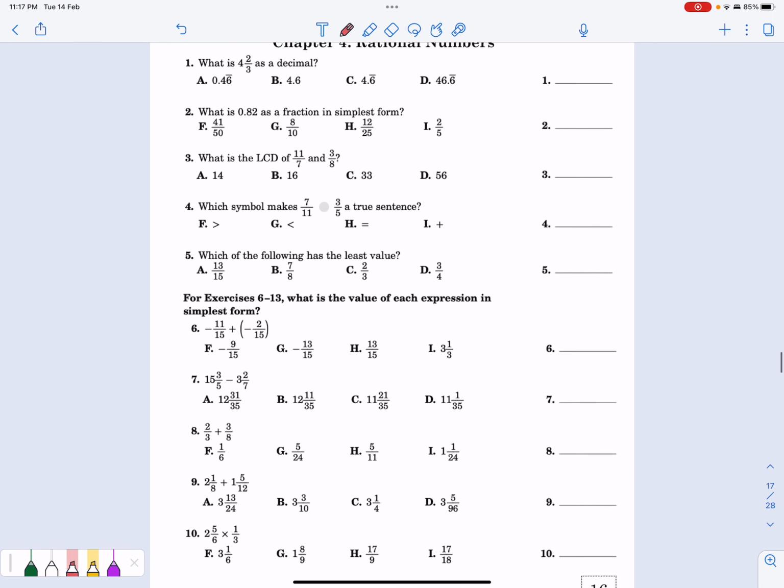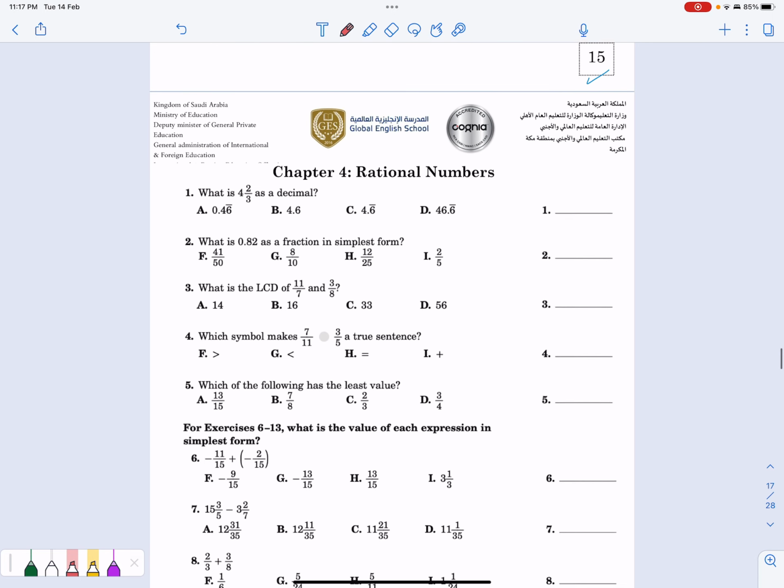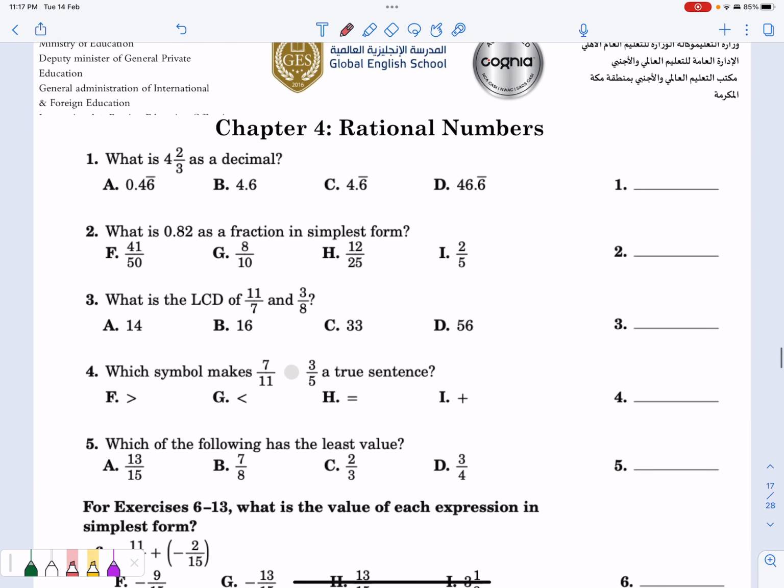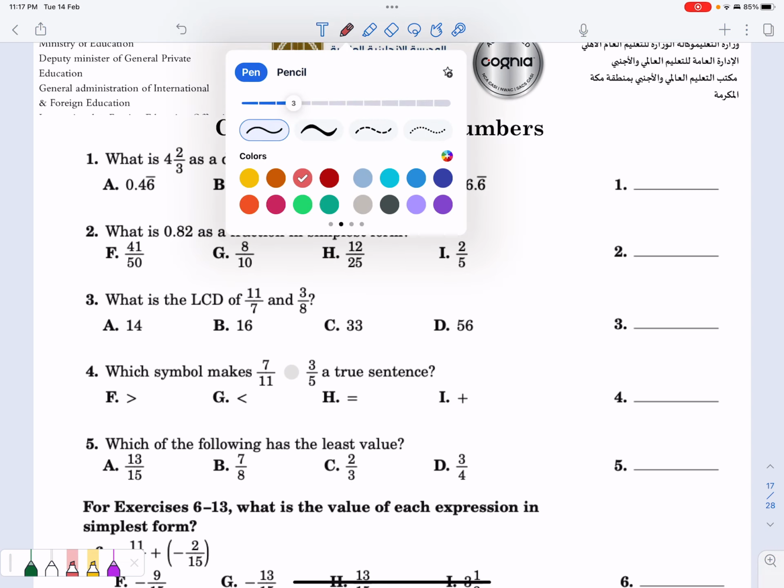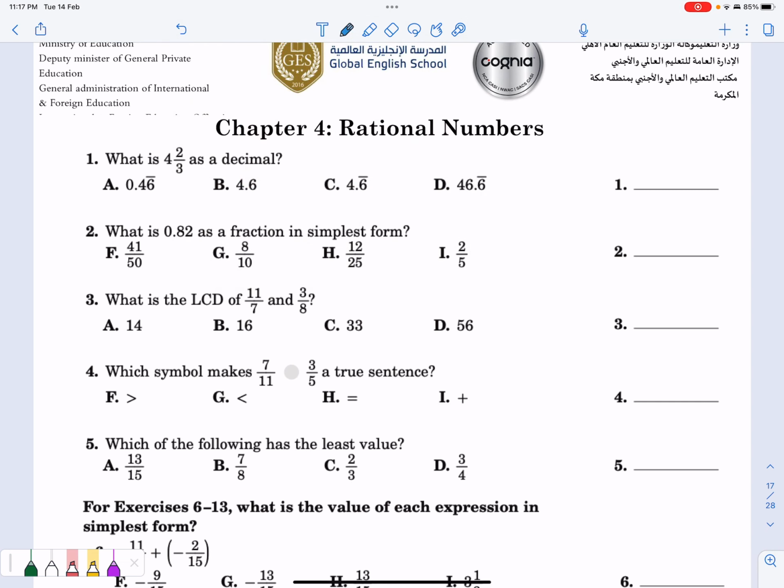So we are now at page 16. I know we solved these in the class together, but this video is just to make sure that you remember everything and that everything is clear and in mind.